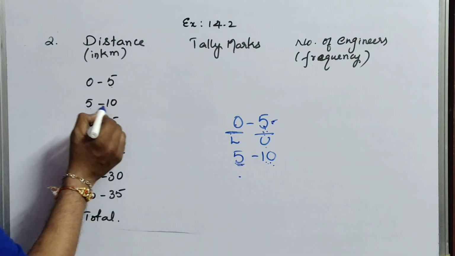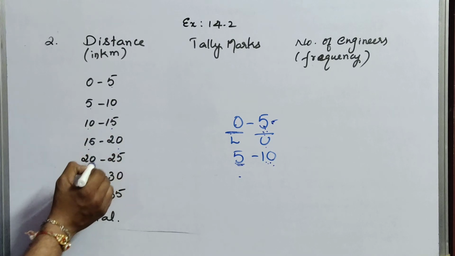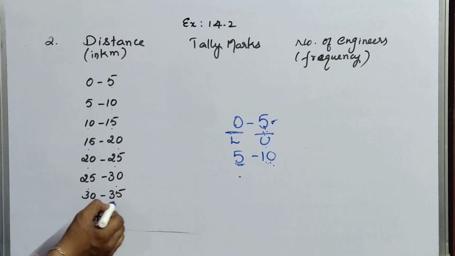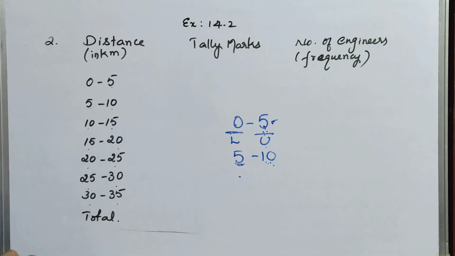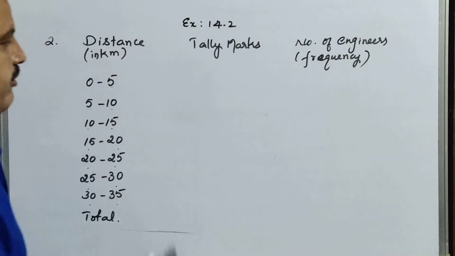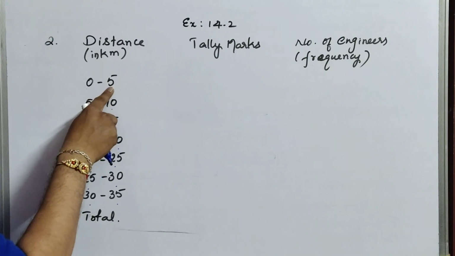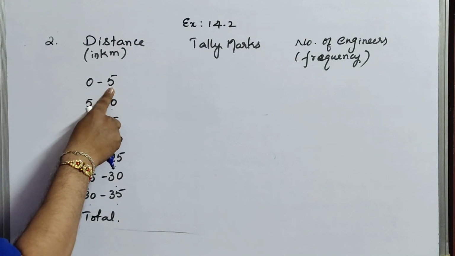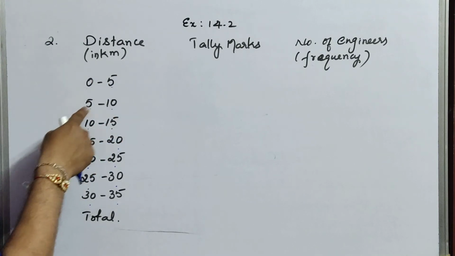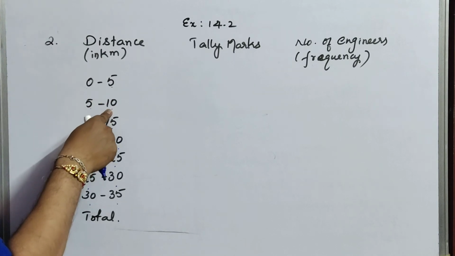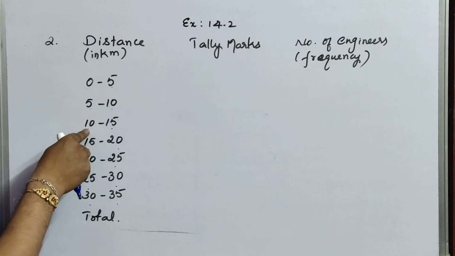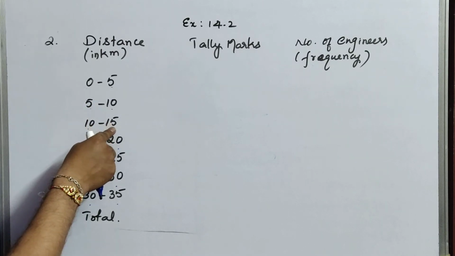Now listen very carefully. 0 to 5, 5 to 10, 10 to 15, 15 to 20, 20 to 25, 25 to 30, 30 to 35. That means the difference between lower limit and upper limit is 5. But you have to remember that in 0 to 5, 5 is not included, because in the next one, 5 to 10, it is there. So in that it is included, and in the next one 10 is not included.